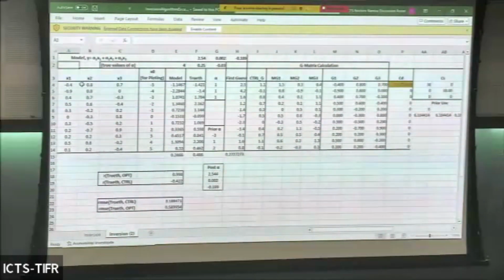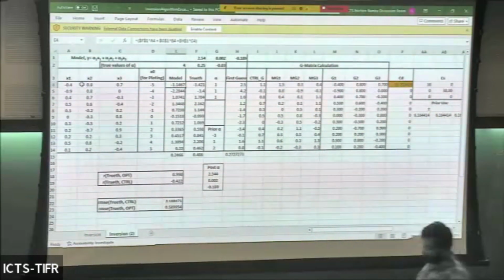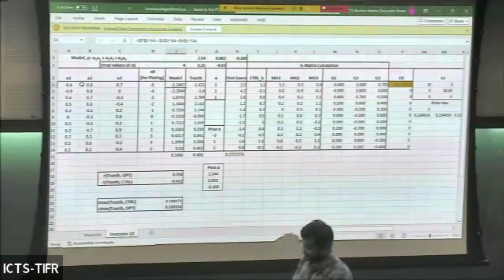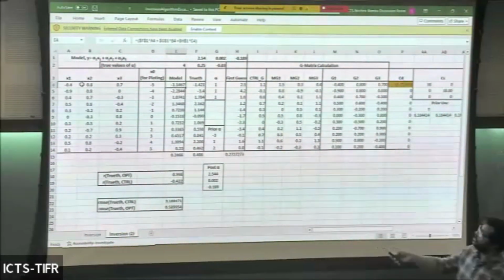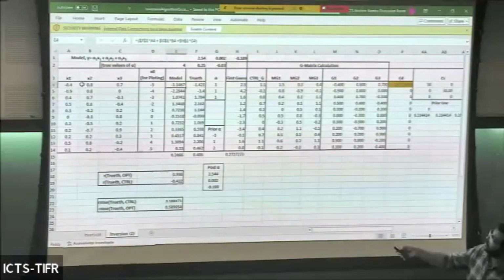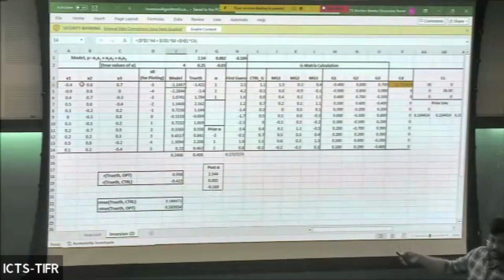To do that, let us model it. This is the model in Excel. I don't know how many of you are still using Excel. Now people have moved on to Python and all. But you can do it in any language. Language doesn't matter. Only the concept is important. So this is a model. If you know Excel, this is how the equations are coded. This is saying alpha 1 x1 plus alpha 2 x2 plus alpha 3 x3, and this is the model column.